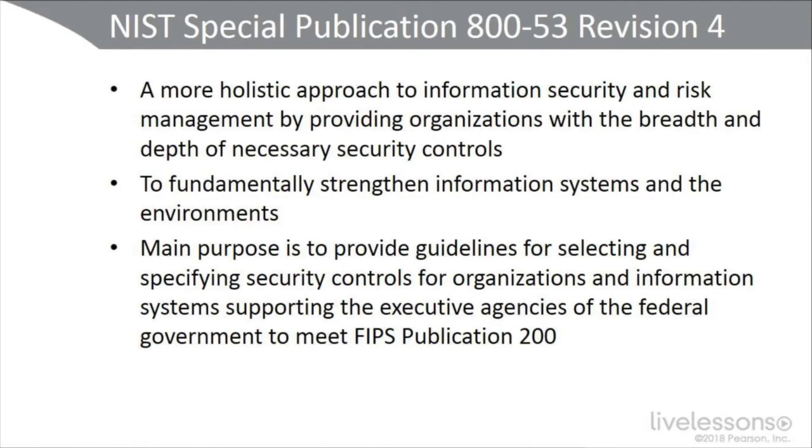NIST SP 800-53 Revision 4 is one of the most comprehensive updates to the NIST Security Controls Catalog since 2005, its inception. It's a more holistic approach to information security and risk management. It provides organizations with the breadth and the depth necessary for their security controls. It allows them to fundamentally strengthen information systems and their environments. And the main purpose is to provide guidelines for choosing and specifying security controls for organizations and information systems that support executive agencies of the federal government in order for them to meet FIPS Publication 200.